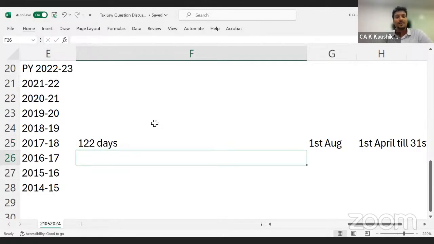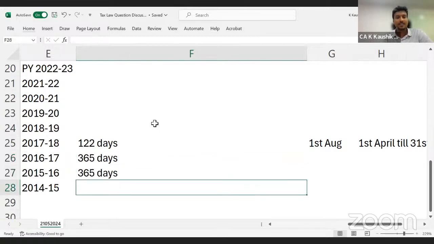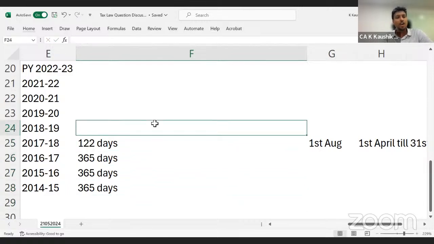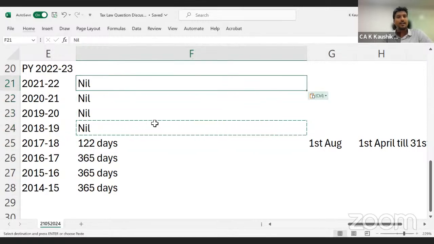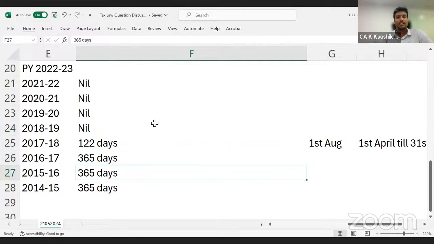122 days. In 16-17 he is there in India, 365 days. In 15-16 he is there in India, 365 days. 18-19 he is not in India, so 0 days, nil. So this is the analysis that you get to carry out.